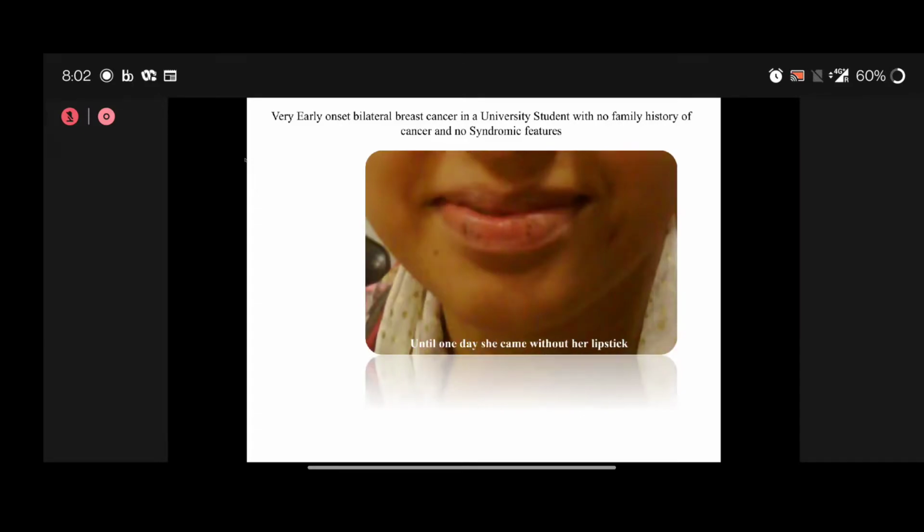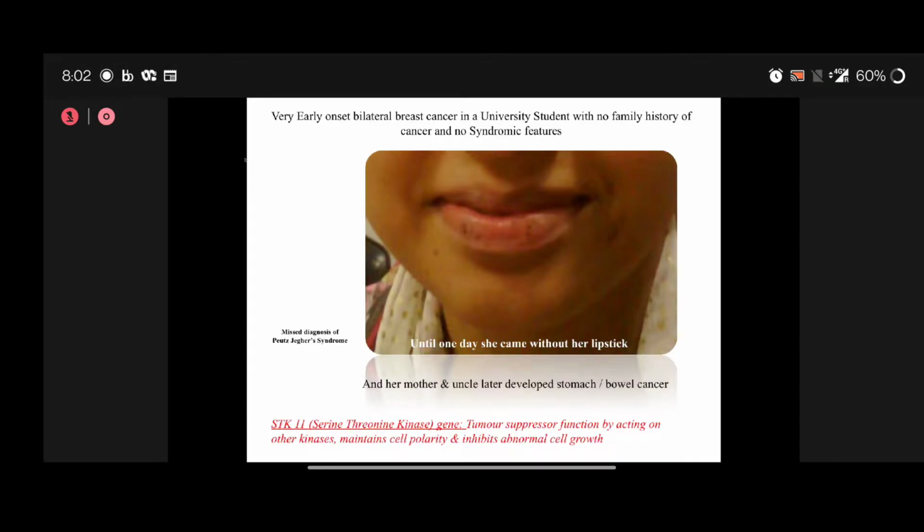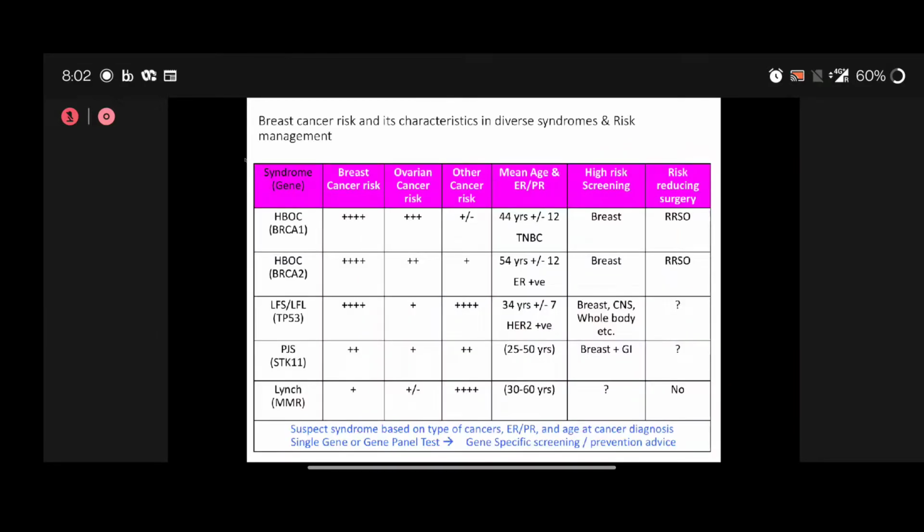Another patient, again, I had treated her and I had missed her syndromic diagnosis. She had very early onset, until one day she came without her lipstick and she had classical orocutaneous pigmentation. Later on, her mother and uncle developed cancer. And this was again Peutz-Jeghers syndrome because of the STK11 gene. And if you had been doing only BRCA1/2, you would have never found a mutation. This just shows the type of syndromic presentation.